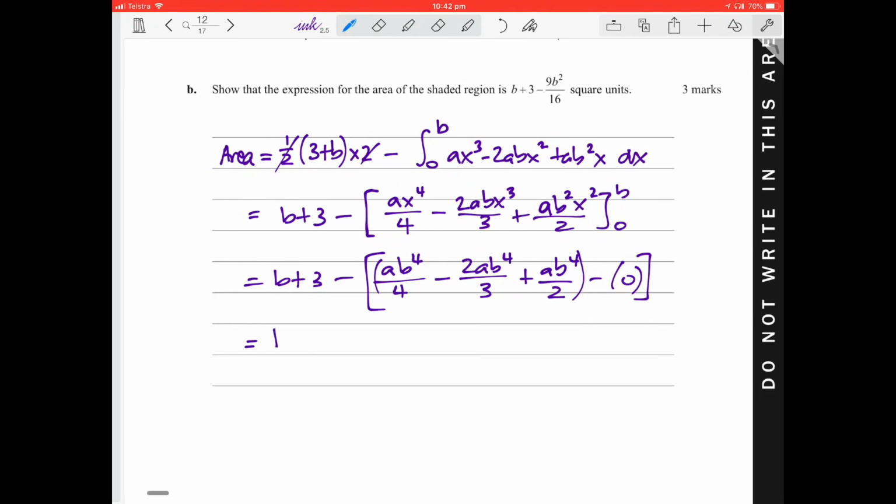Okay, so let's get this on a common denominator. I'm going to have b plus 3. What are we going to get there? Minus, that's going to be a 12. So 3ab⁴, 12, 8ab⁴, 12, 6ab⁴. So I've got 3 plus 6. I've got ab⁴ on 12.